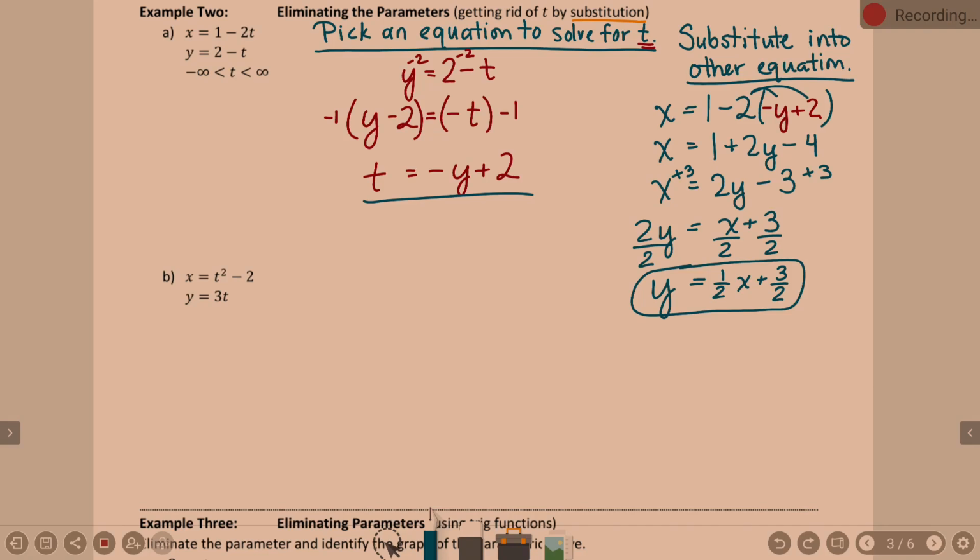And man, I wrote big today. So that's the other part I'm going to ask you guys to write down: line with slope of 1/2 and y-intercept of 3/2. Hopefully you guys didn't write as big as I did, because I wrote really big.